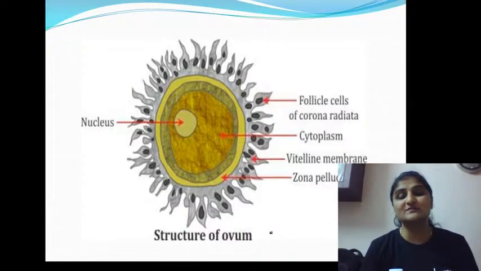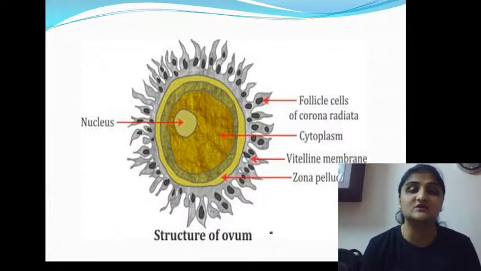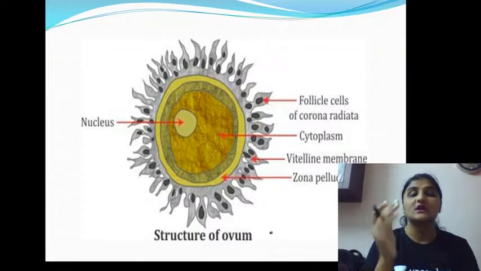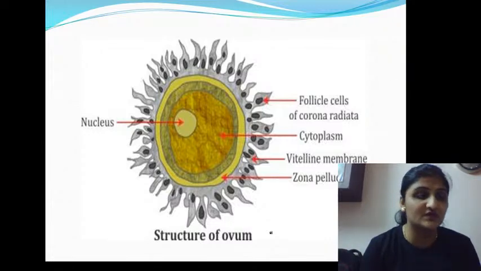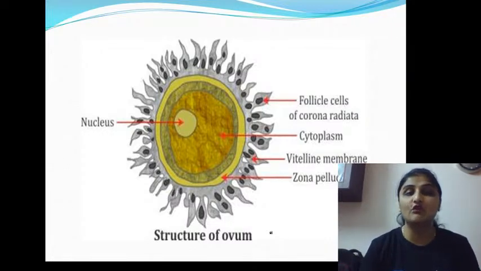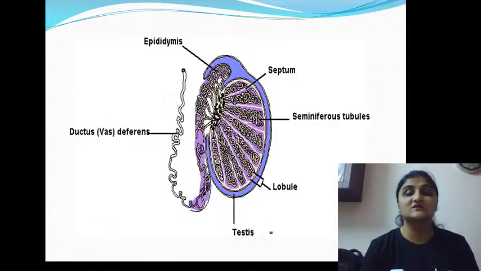And this is the mature structure of ovum. Whenever the ovum or egg matures and comes out of the ovary for the fertilization process, that is called the structure of ovum, students. This is the mature egg or mature ovum, which is ready to come out of the ovary and ready to be fertilized by the sperm.